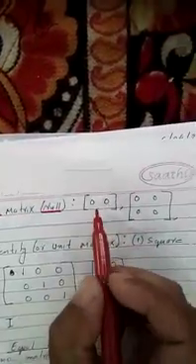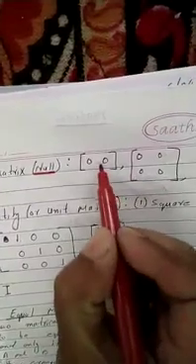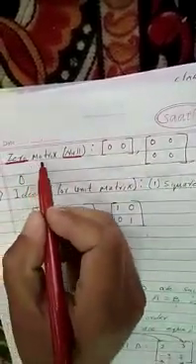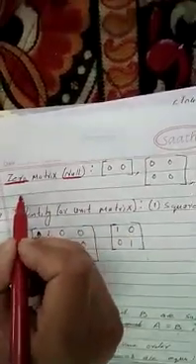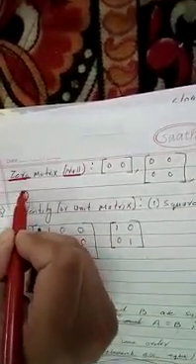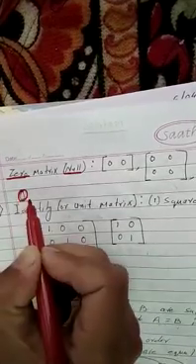Now the next type of matrix is called the zero matrix, or it is also called the null matrix. If all the elements of the matrix are 0, if each and every element of a matrix is 0, we are not bothered about how many rows or columns there are, but if all the elements of a matrix are 0, it is called the zero matrix or null matrix. Now you have to be careful. Zero matrix or null matrix is denoted by capital letter O.